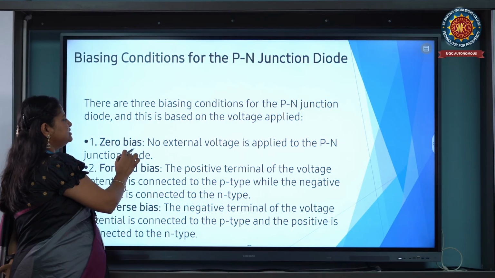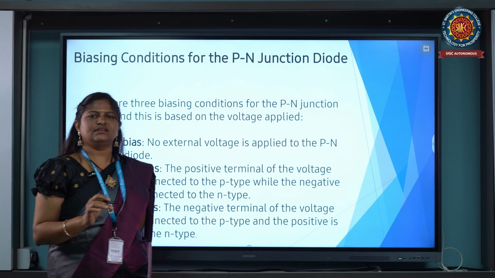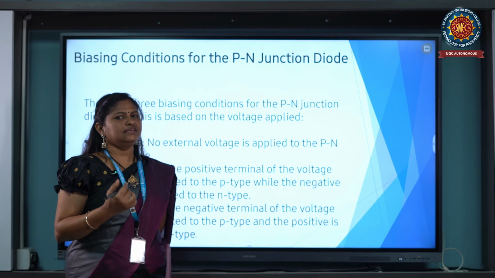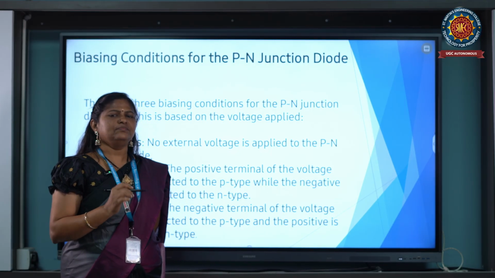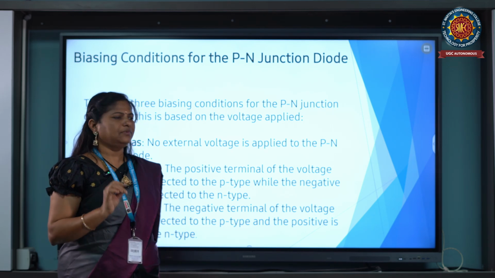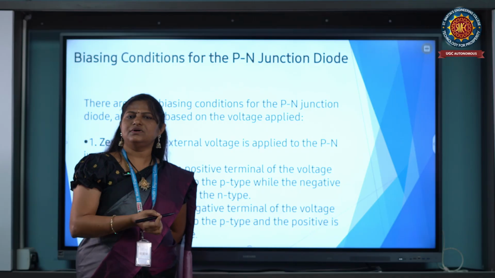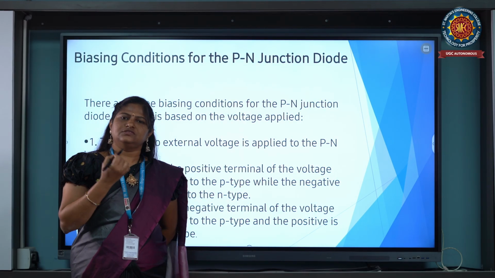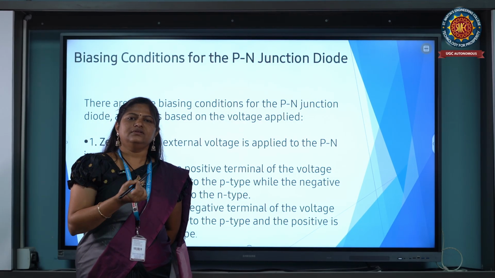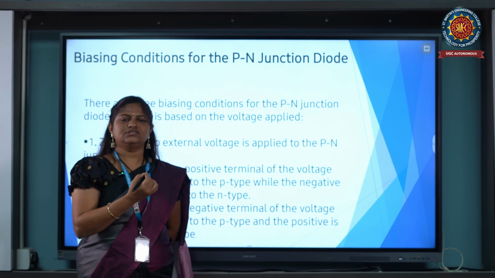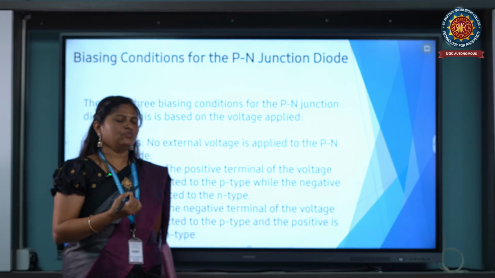No bias condition is nothing but we are not applying any external force or external supply voltage to the diode. That is called the no bias condition. Simply the depletion region will be formed. And forward bias is when the diode positive terminal is connected to the positive terminal of the battery, and the diode negative terminal is connected to the negative terminal of the battery. That connection we call forward bias mode.